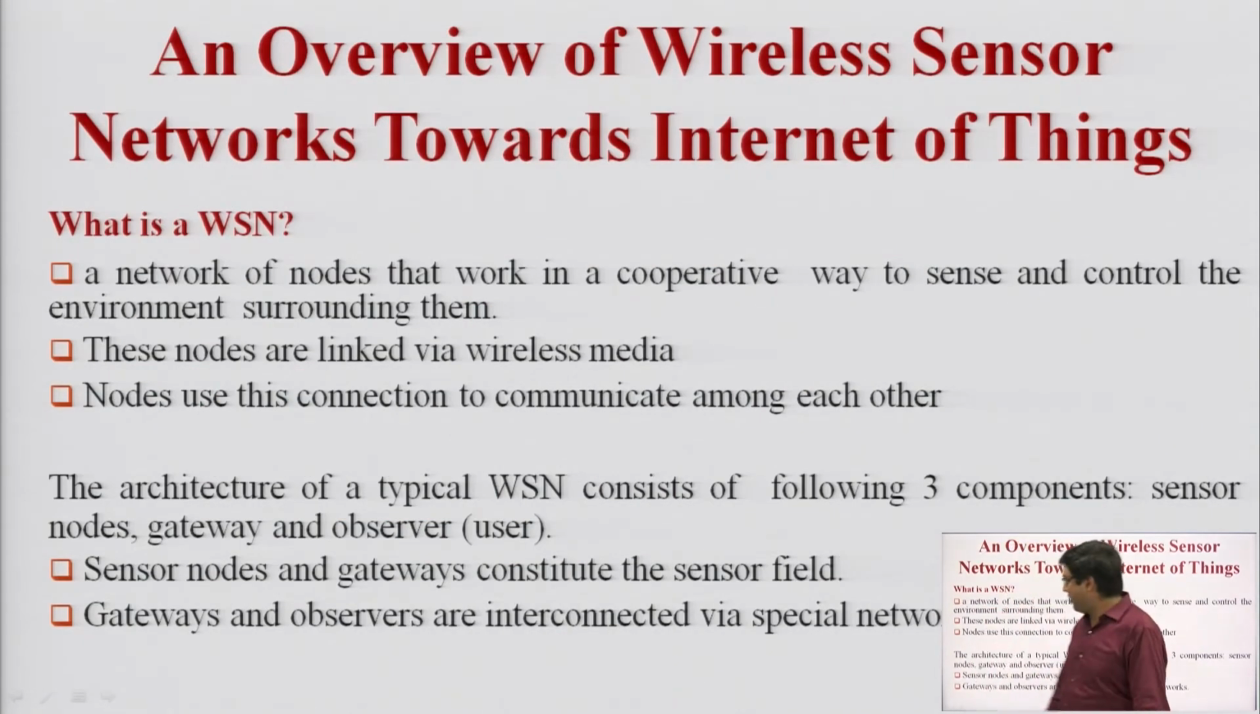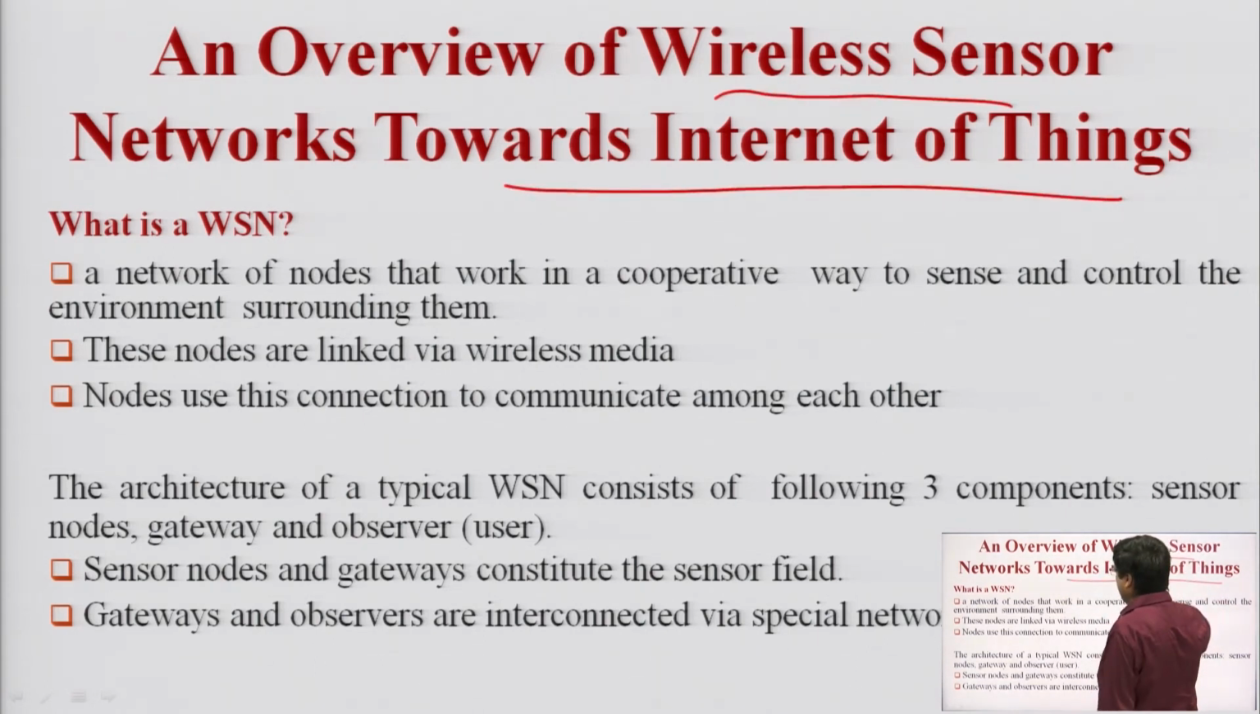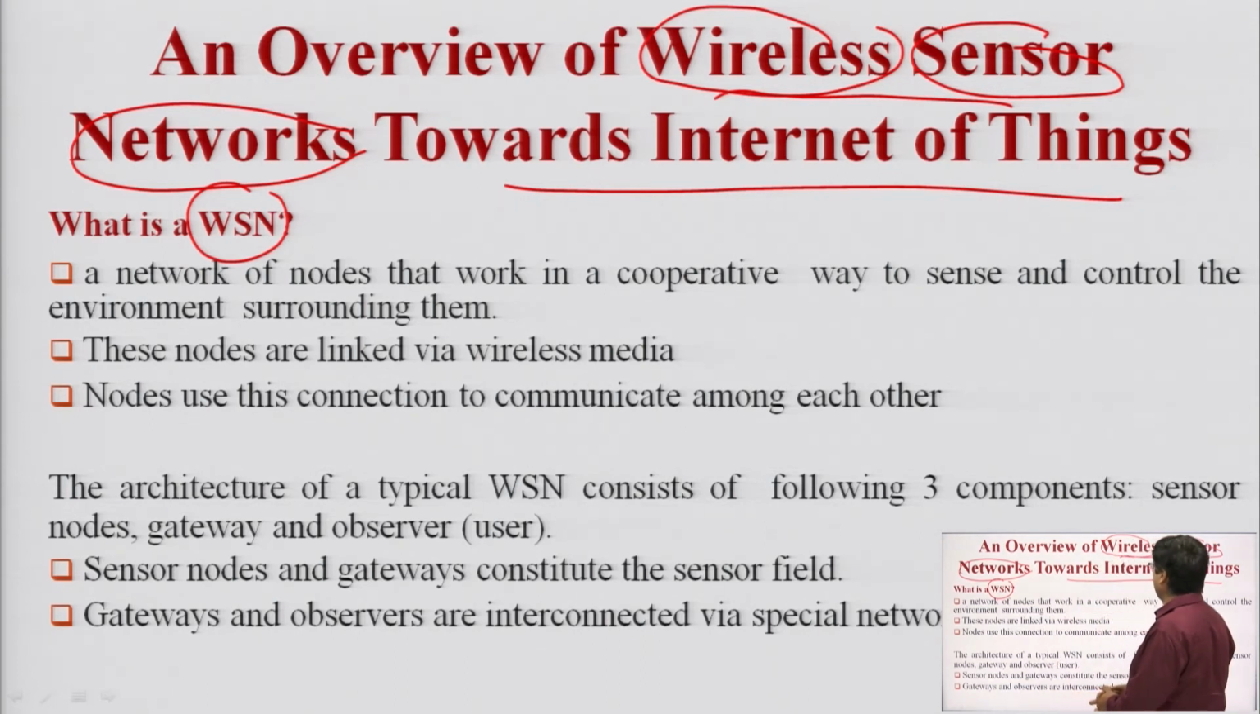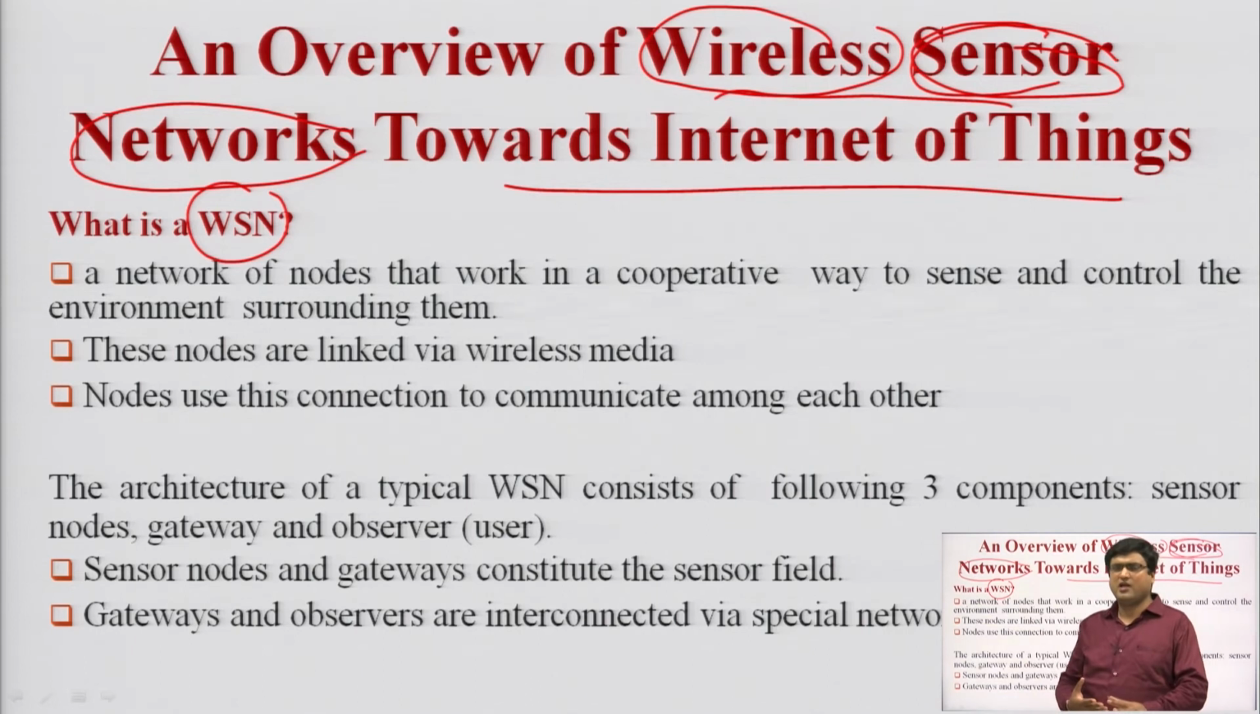After that we have the concept of WSN, an overview of wireless sensor network toward the Internet of Things. The first topic point is: what is WSN? WSN has three words: wireless sensor network. As the name implies, there is a network of various sensors that are communicating with each other wirelessly. Network means there is a network amongst the devices and all are connected wirelessly, and in WSN we are using sensor nodes. It is basically an infrastructureless network of a large number of sensor nodes distributed in an ad hoc manner.